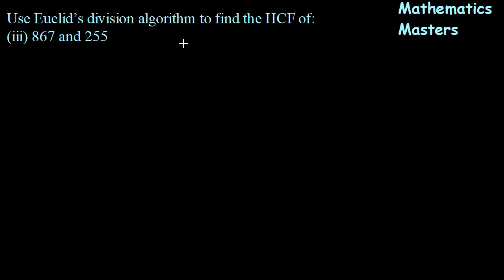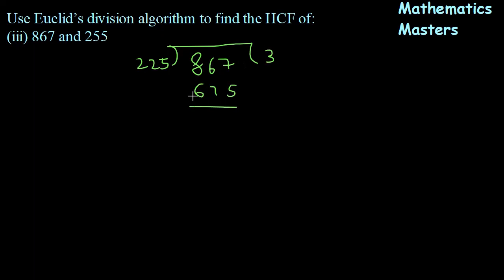We divide the bigger number. What was the bigger number? 867. So we divide the number 867 by 225. And we see that 225 times 3 is 675. When we subtract them, we'll be getting 192. Okay, so 192 is the remainder.